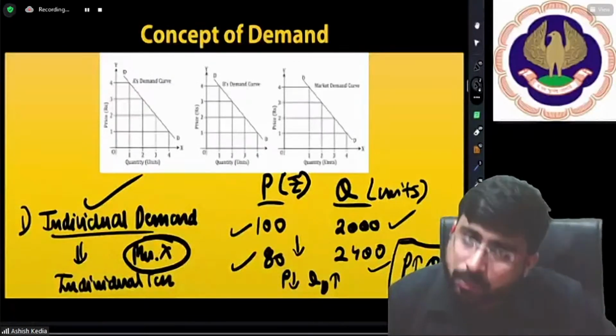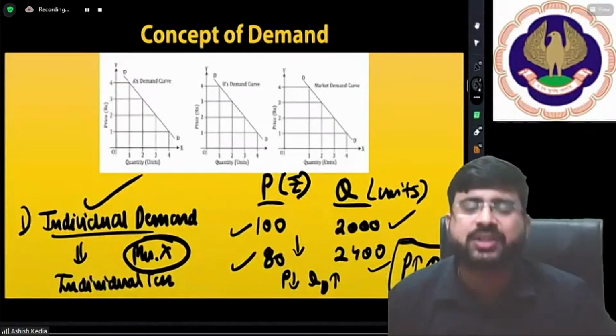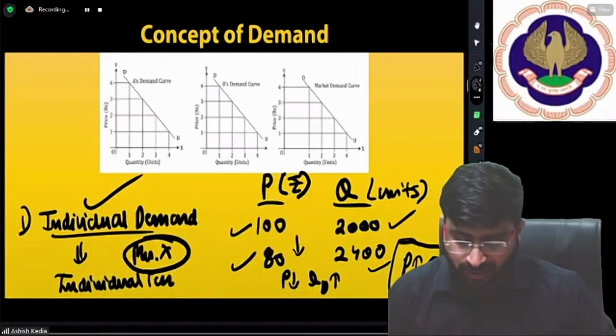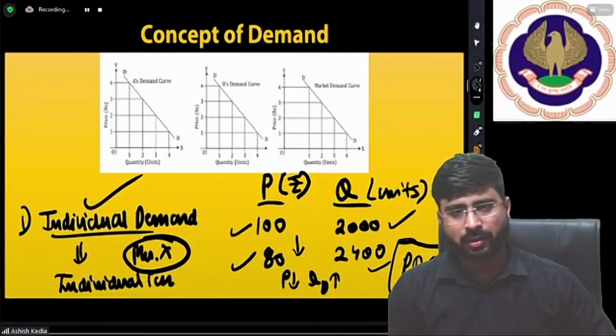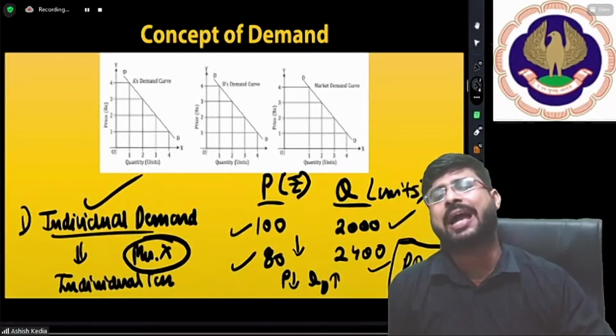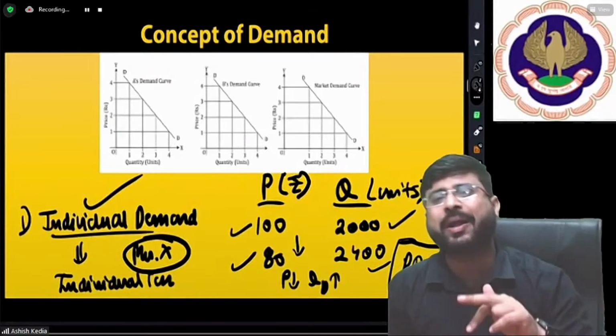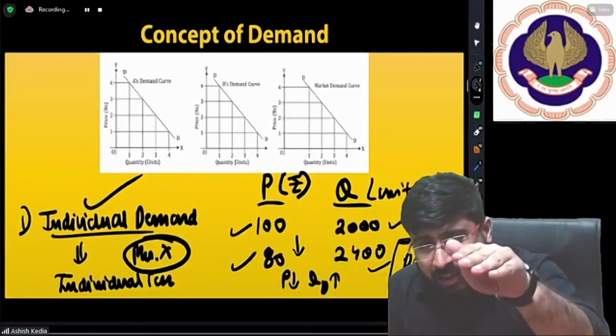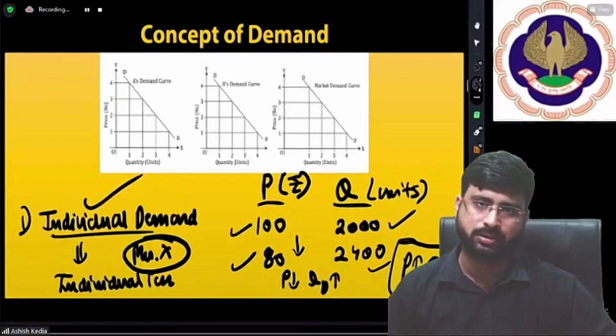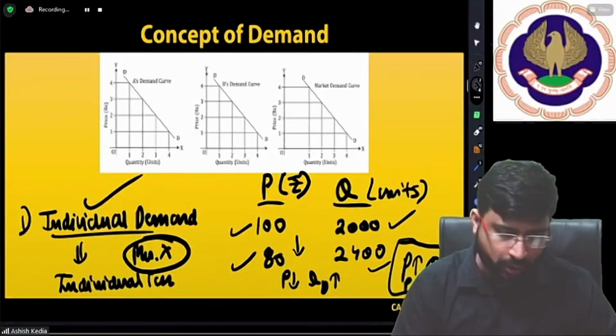Right? So when we talk about this, this, my dear friends, is called individual demand. When we talk about individual consumers' actions, that is, on different prices, what will be the quantity demanded by that individual consumer, you're talking about individual demand. Now let me plot it for you.